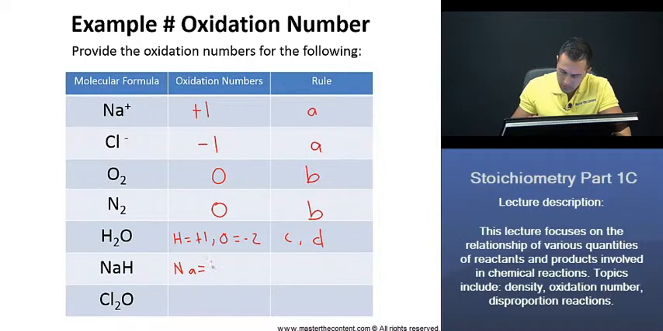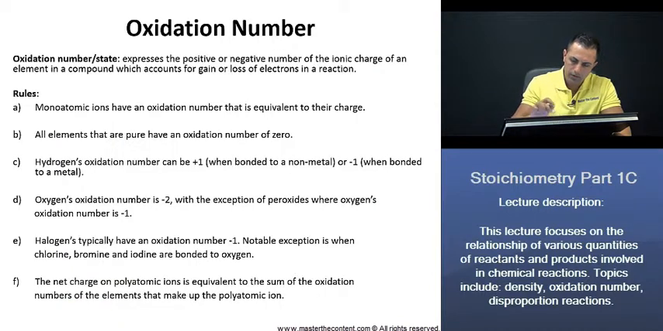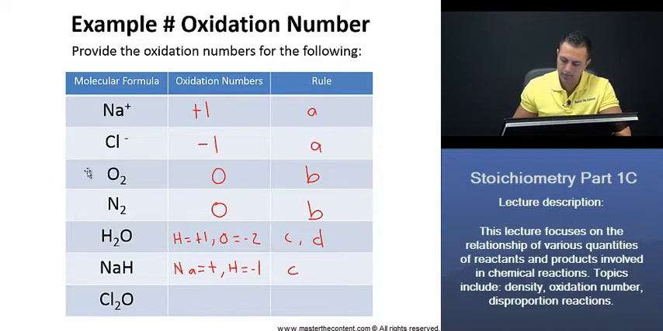Great. Now, getting back to our slide, next we have sodium hydride, and we know the oxidation number for sodium is +1. However, this time the oxidation number for hydrogen is -1, and that again is because of rule C. If we go back, we see that it says right here that hydrogen's oxidation number can be -1 when bonded to a metal. Thus, that is why our oxidation number here is -1.